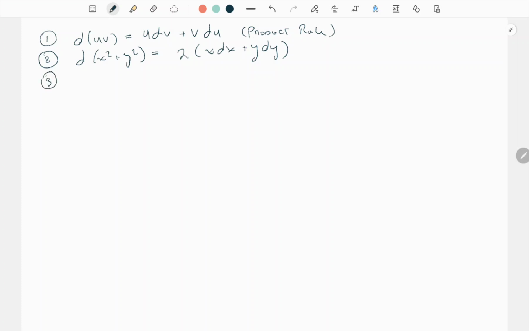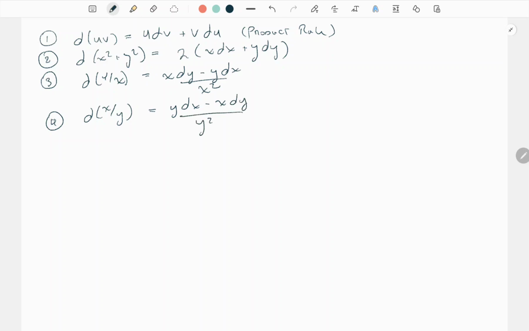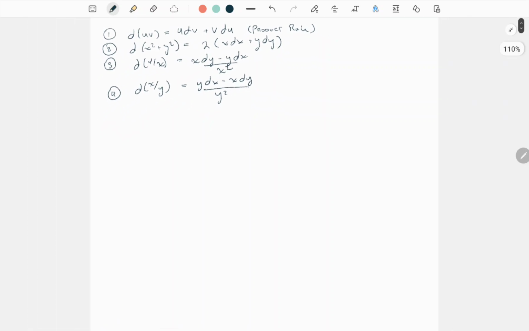The third and the fourth are basically the quotient rule, and it just basically goes like this. d of y over x is given by x dy minus y dx over x squared. And the fourth equation, it's just swap places of x and y. So if I have d of x over y, it's going to be y dx minus x dy over y squared. Okay, so these are the four formulae that we're going to use to solve differential equations.